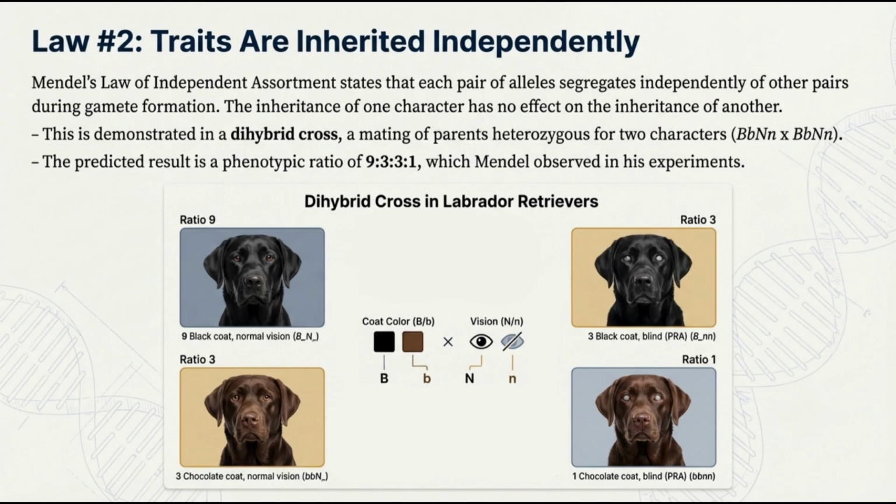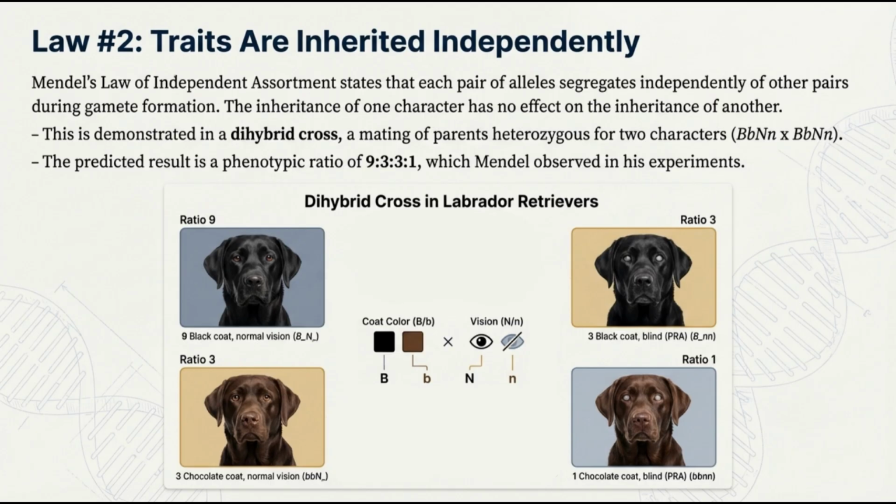And the classic way we demonstrate this is with a dihybrid cross. Where the parents are heterozygous for two different traits. Yep. Let's go back to our Labrador example. We're crossing two dogs that are double heterozygotes. We're tracking two things: coat color, black or chocolate, and vision, normal or blind. Okay, so if these two genes for color and vision truly sort independently, what should the puppies look like?